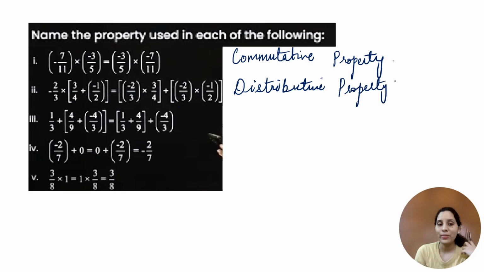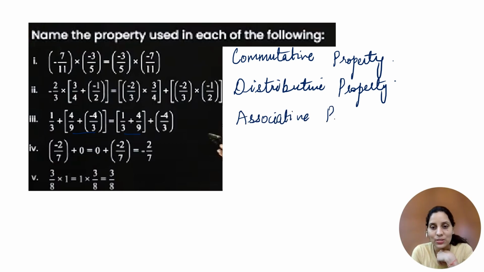Okay, third one. Here I can see it is grouping. You're grouping two terms. First here you're grouping these two, and next time you're grouping the first and second. So grouping is always associated with associative property. So third one is associative property.